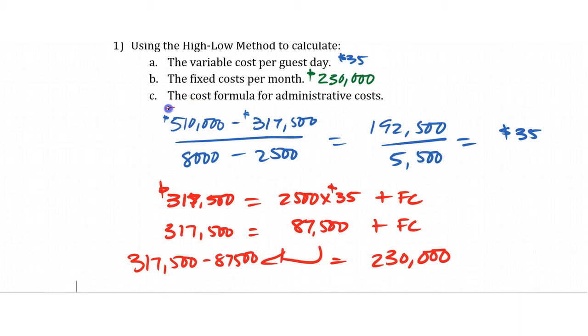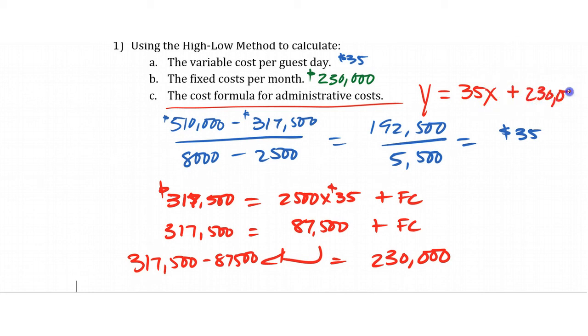So then the cost formula is going to be y equals 35x plus 230,000, where y is our total cost and x is our volume for our variable costs. So total cost equals $35 times the volume plus $230,000.